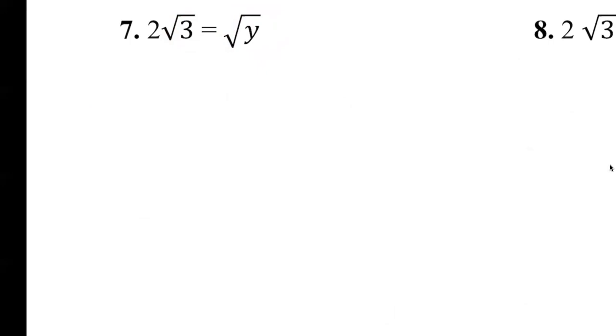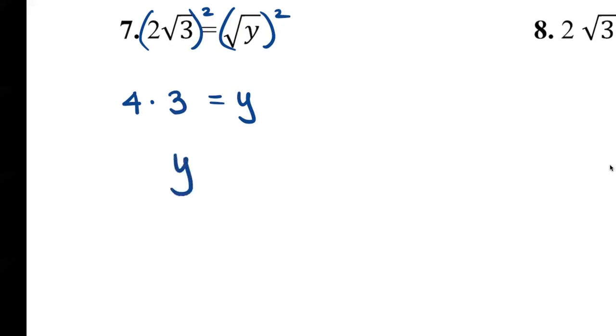Since it's already by itself, I'm going to go ahead and square both sides so that I'm left with just y on my right-hand side. On the left-hand side, my 2 gets squared, so that's 4. My rad 3 gets squared, so that just gets me 3. So 4 times 3 gets me 12. And that is it.